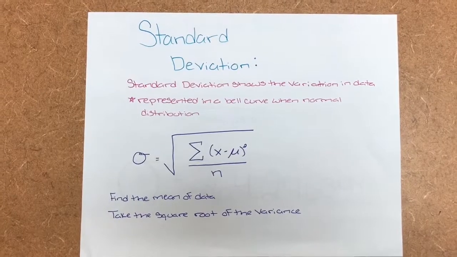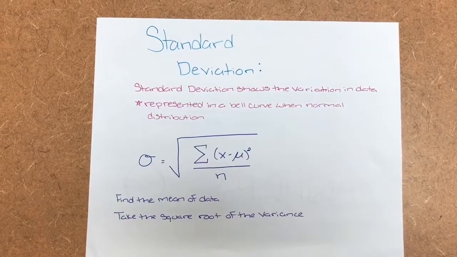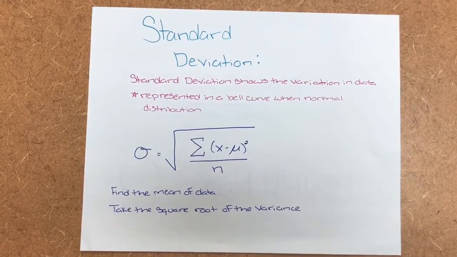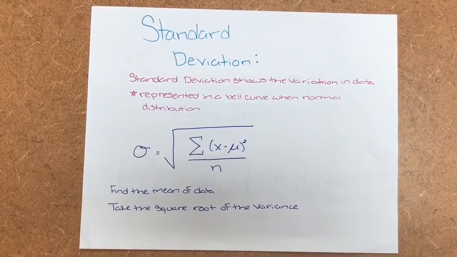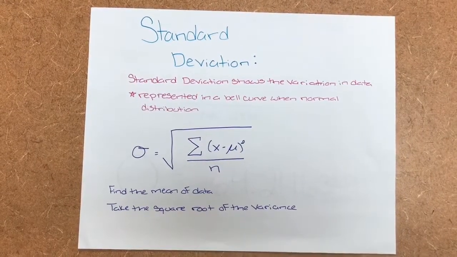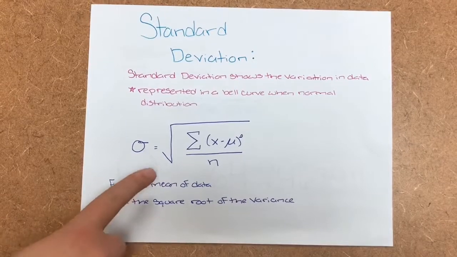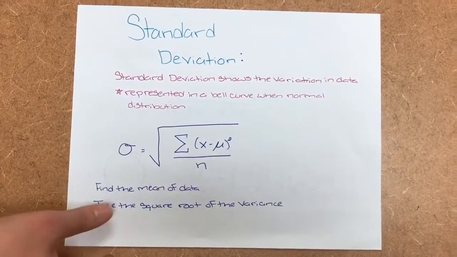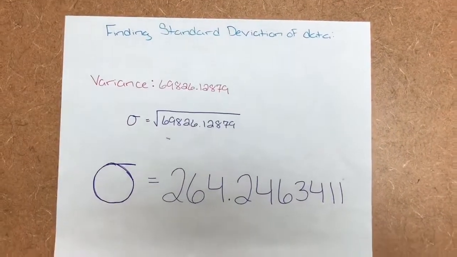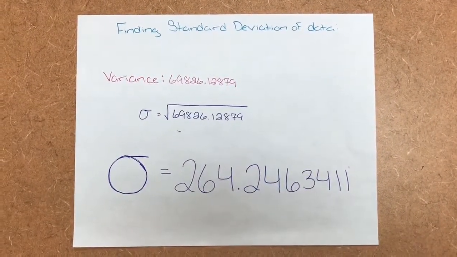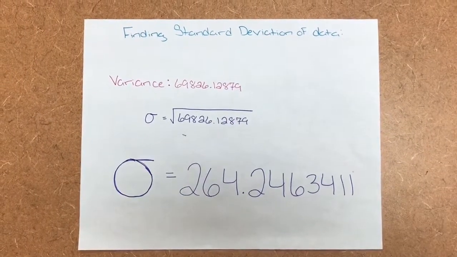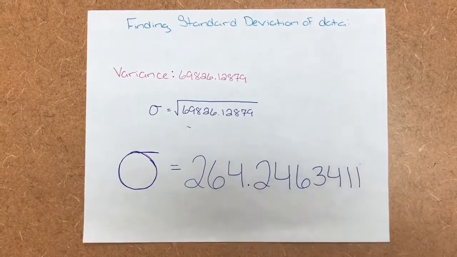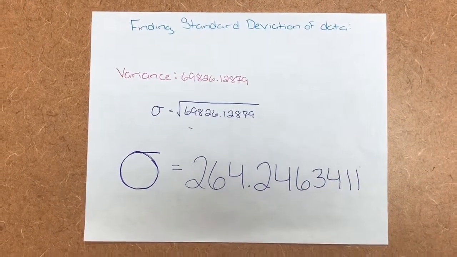To find the standard deviation, which is the variation of data that you have collected, which is represented in a bell curve with a normal distribution. Our data was not a normal distribution, and it skewed right. In this equation, all you have to do is square root the variance to find the standard deviation. Finding our standard deviation, we had a variance of 69,826.13. We square rooted that number to get a standard deviation of 264.2463.